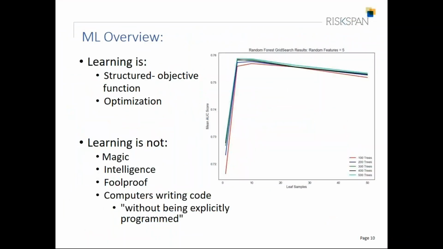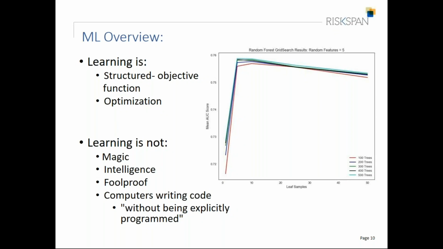So now let's talk generally about what machine learning is and isn't. What it is actually is very structured. So without going into any math, there's something called an objective function. And typically you either maximize or minimize this objective function. And you do so with optimization, which is an iterative mathematical process where you figure out how to minimize or maximize that objective. Machine learning isn't magic.